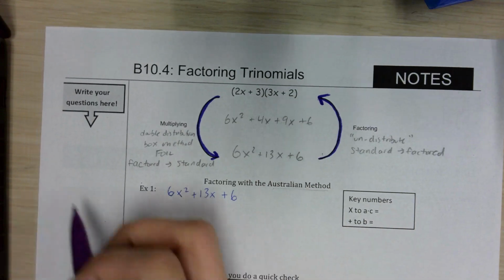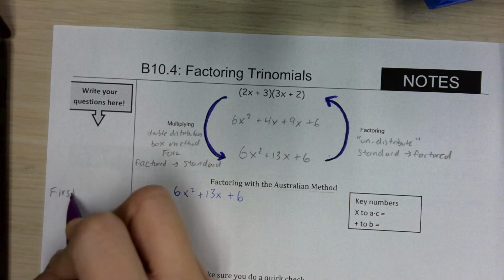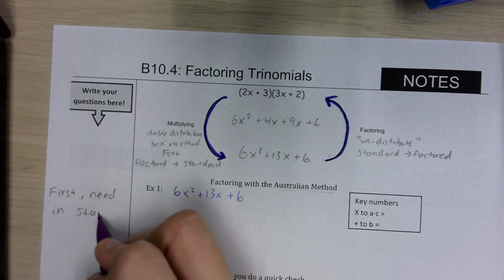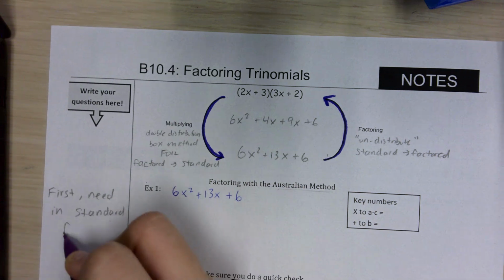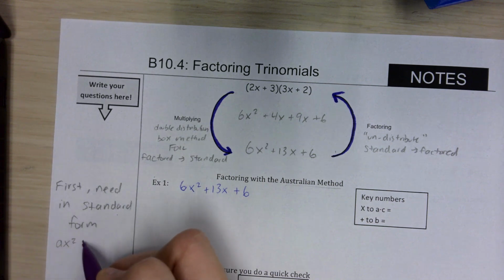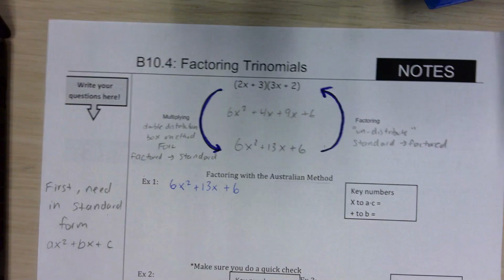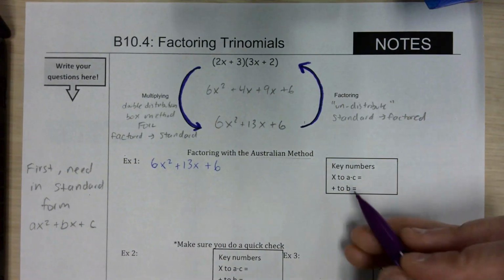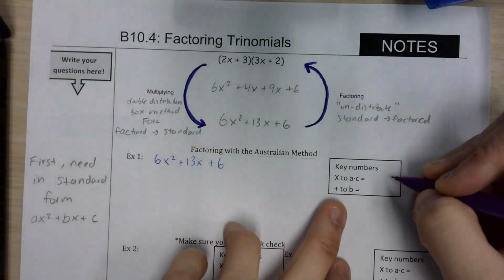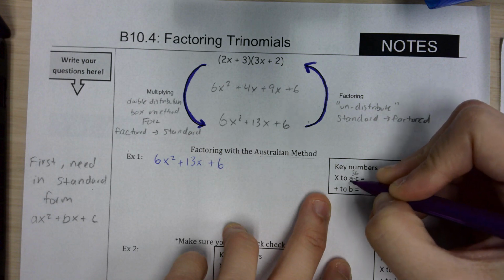I also want to mention first, you need to be in standard form, which is a vocab word, so you should know that it's ax squared plus bx plus c, and a, b, and c are just coefficients. So we need to multiply to a times c and add to b. Here a times c is 36 and b is 13.